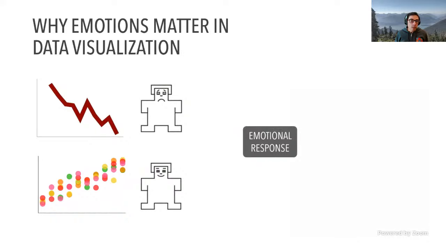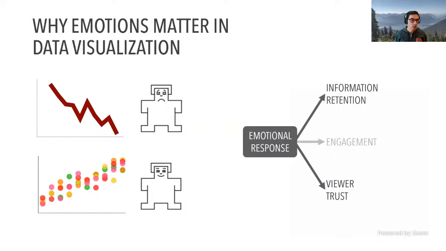Emotion plays a critical role in how people interact with data visualizations. We know that. So prior research tells us that emotions can influence a viewer's trust in the data, how well they retain the information, and also how engaged they are with the visualization. So for example, imagine in healthcare, you might want to trigger a calm emotional response when you convey complex medical information. Or a data journalist might want to provoke a strong emotional engagement with a topic like gun control.